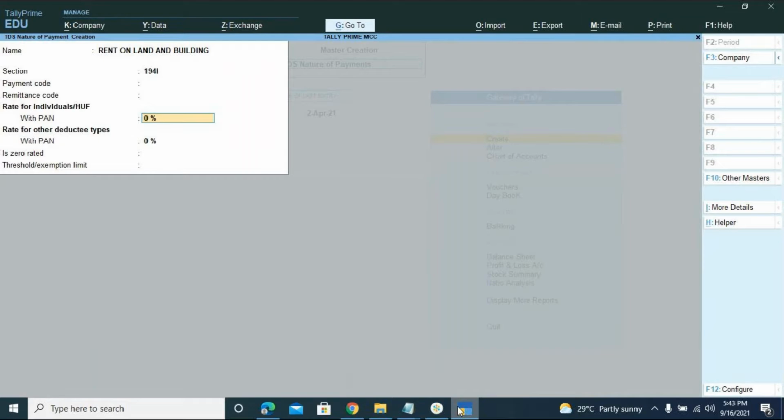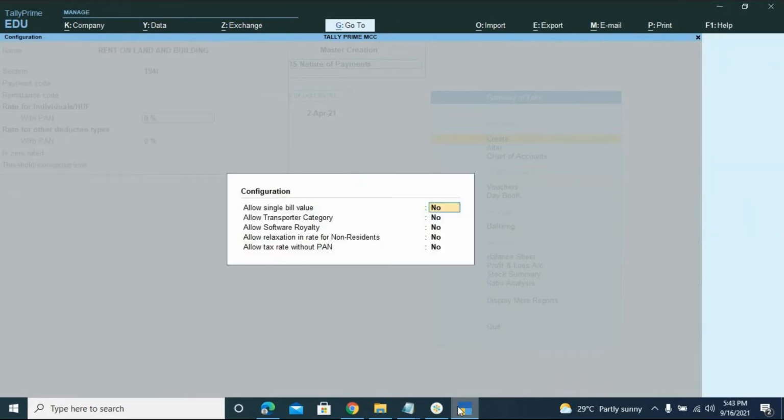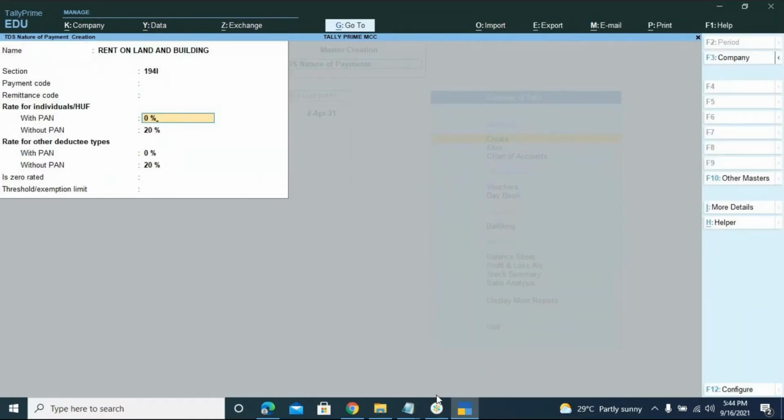Now what all of you can do is, you can just press F12 configuration. If you press F12 configuration, the last feature we have is allow tax rate without PAN. If you activate it as yes, can you see? It will come instantly. Without PAN it is 20%. So I have to give only with PAN details. That's it.